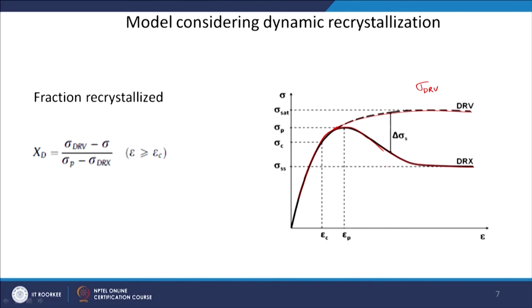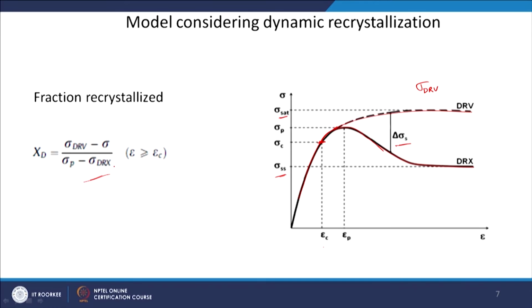And the difference between the two is given by some delta sigma. The initiation of recrystallization is happening at epsilon c and the corresponding stress is sigma c. Peak stress is at epsilon p and sigma p. And this sigma DRV is the saturation stress, what you are getting after dynamic recrystallization, a steady state. So, from this also you can calculate the fraction recrystallized, which is shown here.